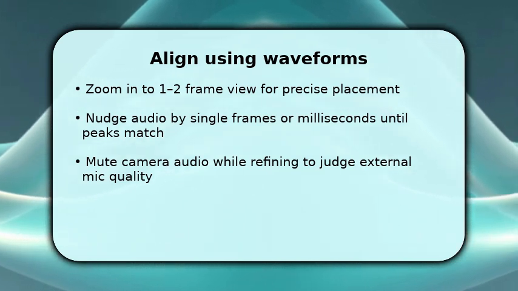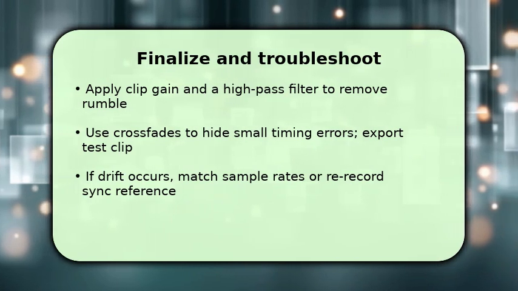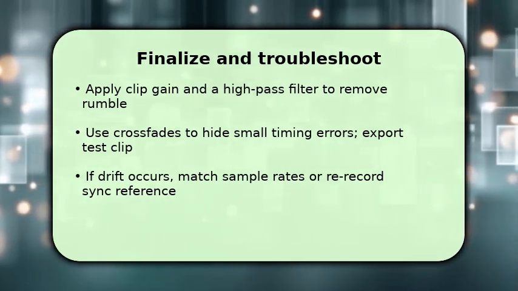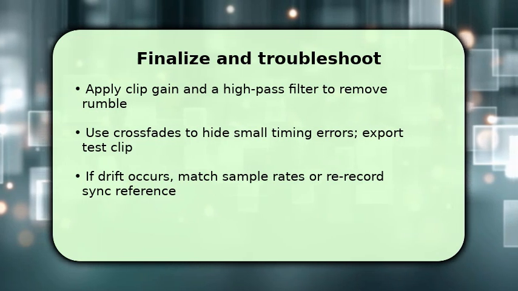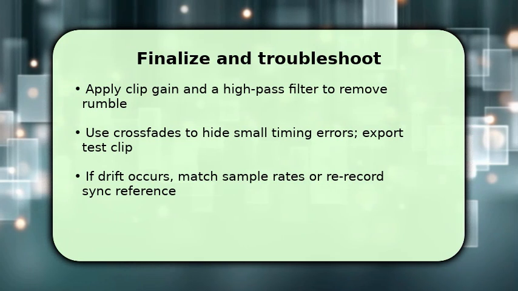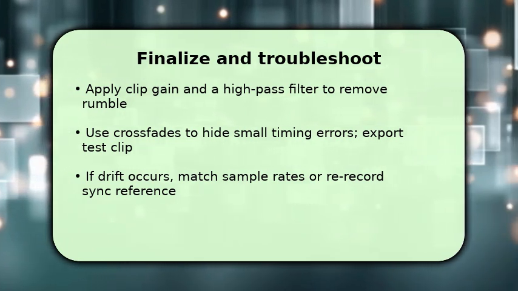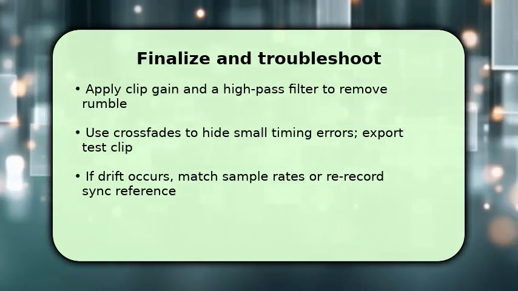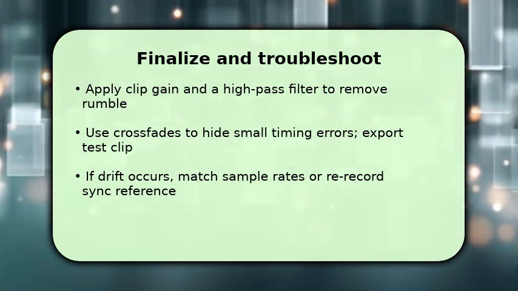Finish by disabling or lowering the camera mic and raising the synced external track using clip gain so levels match across shots. Apply a short crossfade between overlapping audio takes to mask tiny timing errors and add a high-pass filter to remove low-frequency rumble. Once exported, review the test clip on headphones.